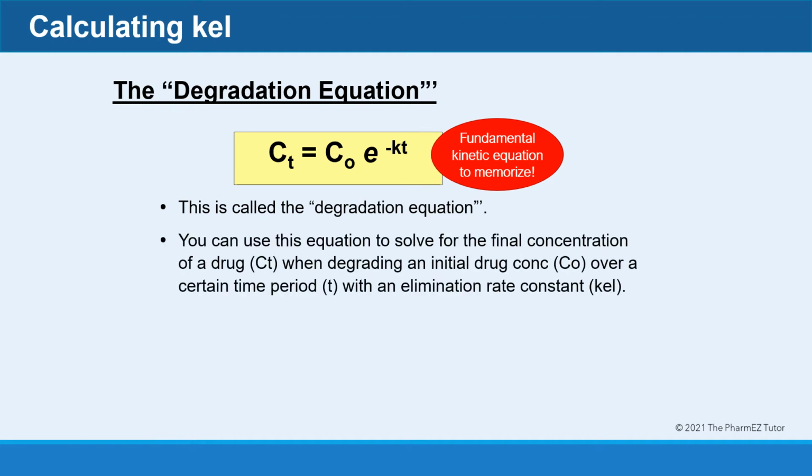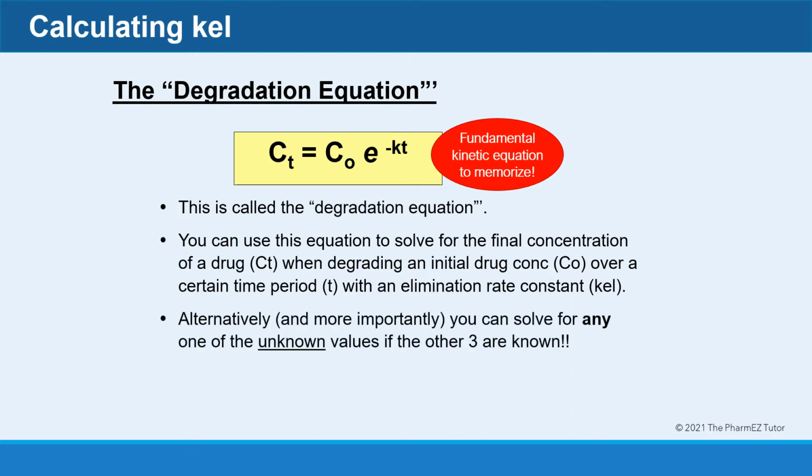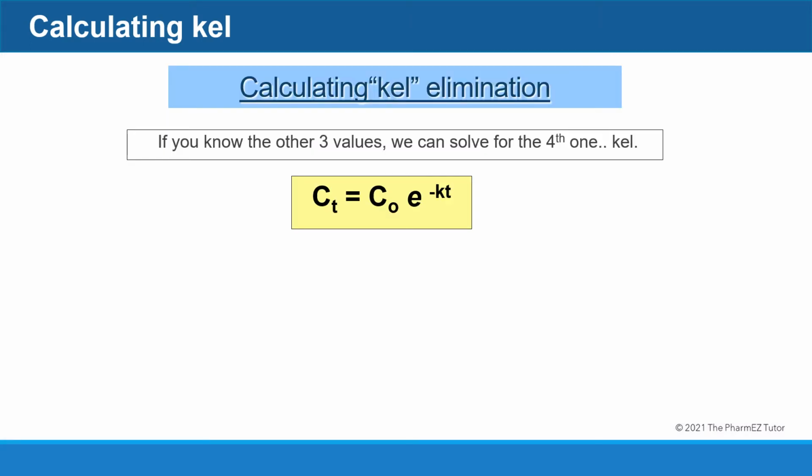It's a very useful equation that you can use to solve for the final concentration of a drug, CT, when degrading an initial drug concentration, C naught, over a certain time period, T, with an elimination rate constant, KEL. Alternatively, and more importantly, you can solve for any one of the unknown values if the other three are known. Let's try solving for KEL. If you know the other three values, we can solve for the fourth one, KEL.